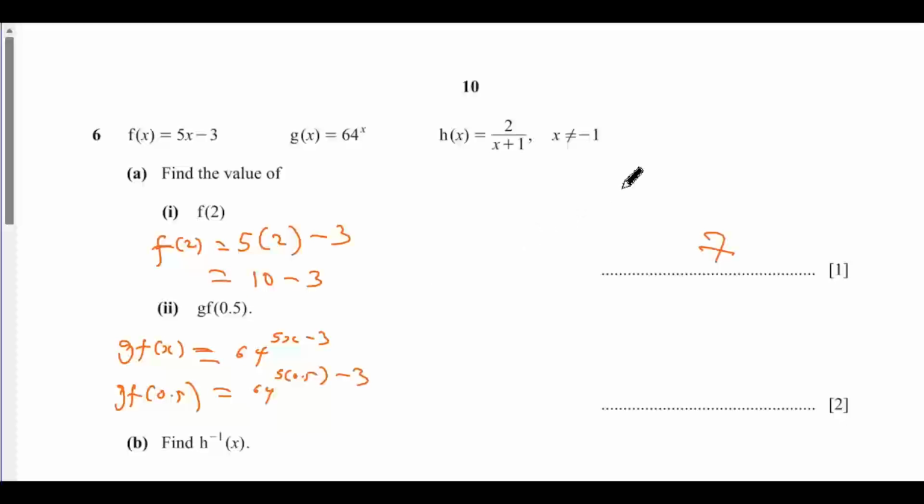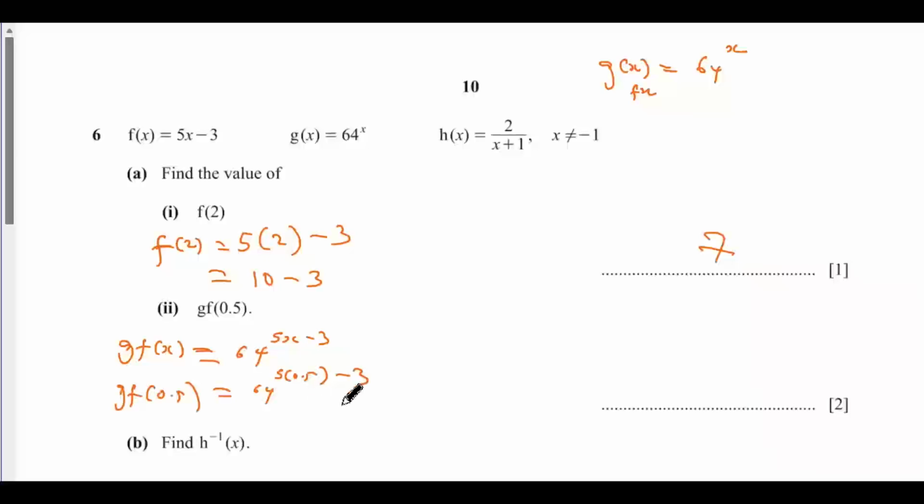Okay, so let me just show you up here. You see that g of x is equal to 64 to the power of x. So to get g of f of x, that means instead of x now, we put f of x there. Anywhere you see x, you put f of x. That will be 64 to the power of 5x minus 3. So that is how I got this.